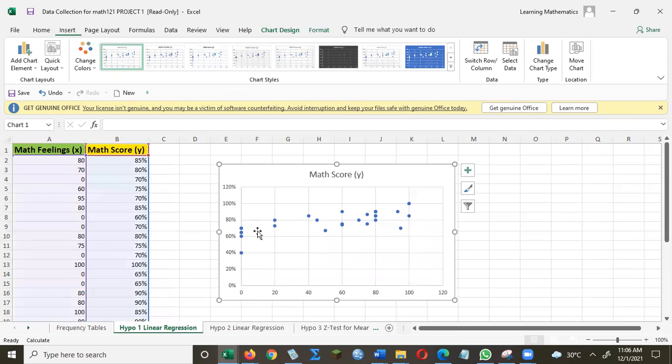And then you'll get some dots. You can see there's a slight positive slope. So you need the line. Just the scatter plot like this, empty like that, will not suffice.